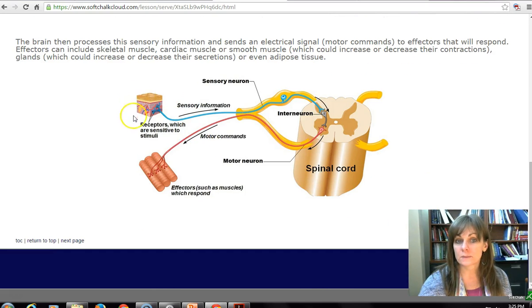We are going from sensation, receptors pick it up, nervous impulse travels, and then that signal has to be transferred from at least one neuron to another until eventually you get a signal sent to the effectors, which respond.